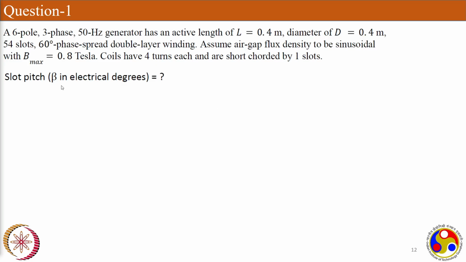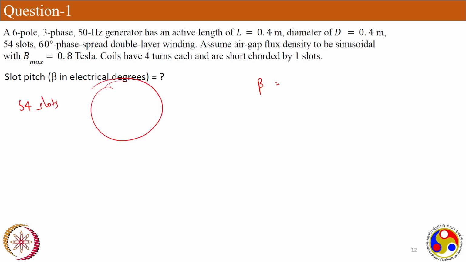So the first question was slot pitch beta, in electrical degrees. Beta is nothing but the slot pitch. Your machine spreads 360 degrees mechanically, and within that 360 degrees mechanical you have placed all the slots. Each slot will take a bit of angle. Now how many slots do you have? 54 slots.